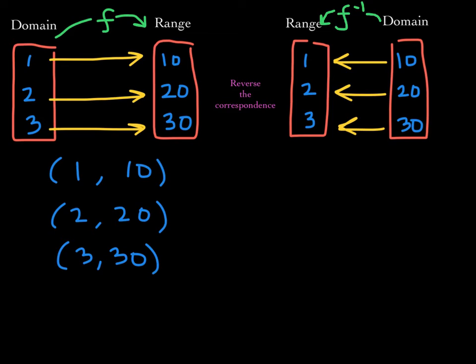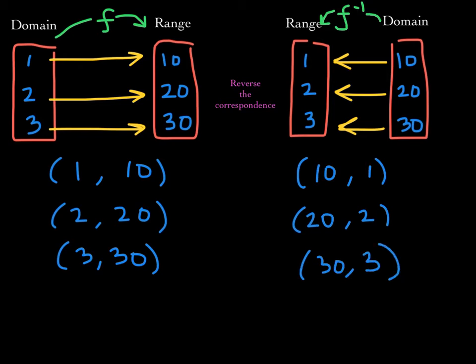Now this is the part that I really want you to notice. What are the ordered pairs now? (10, 1), (20, 2), and (30, 3). Notice that the coordinates between f and f inverse have swapped. Instead of 1 going to 10, you have 10 going to 1. Instead of 2 to 20, you got 20 to 2. Instead of 3 to 30, you got 30 to 3. So instead of x going to y, you have y going to x. Okay, with that being said, let's write down the formal definition for the inverse function.